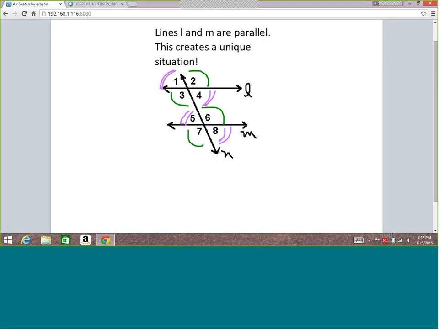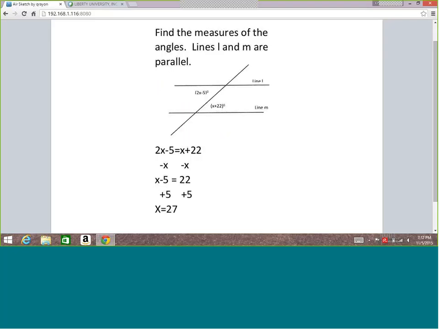Okay, but this is a really good picture, and we're going to refer to this when we're doing the next problem. Okay, so here's the situation, and we have lines L and M parallel to each other, and we're supposed to find the measures of the angles. Now, the angles that are marked, that's a 2x minus 5, and that's an x plus 22.